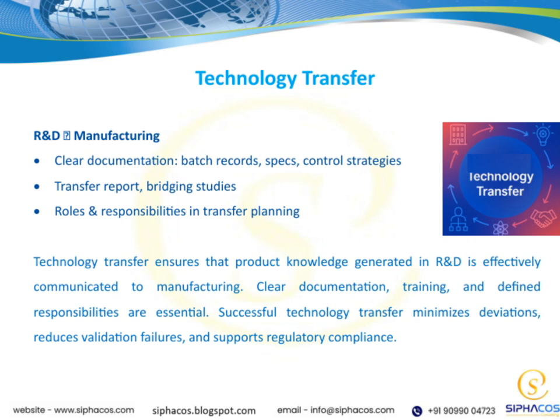An important part of this is defining roles and responsibilities in the transfer planning, so everyone knows their tasks and accountability. Overall, successful technology transfer minimizes deviations during production, reduces validation failures, and helps us stay compliant with regulatory requirements. It's about making sure that what was developed in R&D is reliably and consistently manufactured on a larger scale. This step connects directly to the overall theme of quality, consistency, and compliance in our product lifecycle.